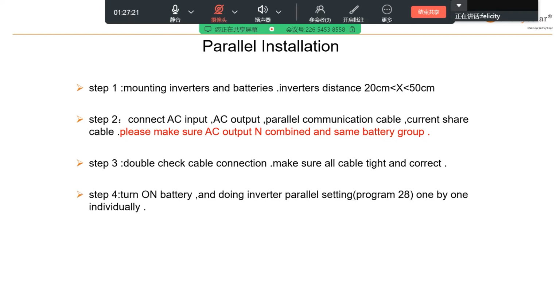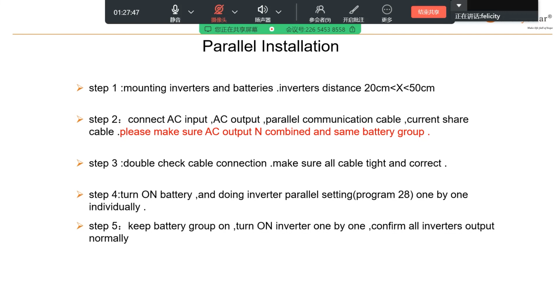And step 4, turn on the battery and do the inverters parallel setting on program 28. With this one you can set single phase parallel or 3-phase parallel, one by one individually. And step 5, keep the battery group on, turn on inverters one by one. Confirm all inverters output normally. It means after you complete step 4, you can turn on all the inverters one by one.